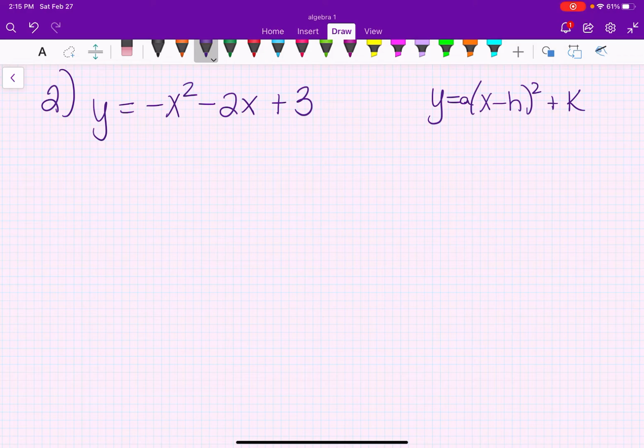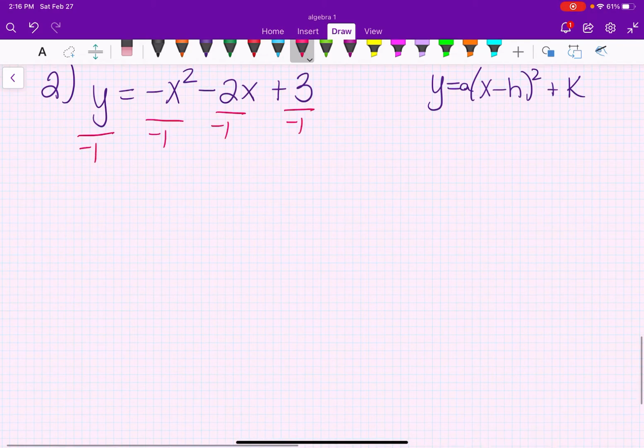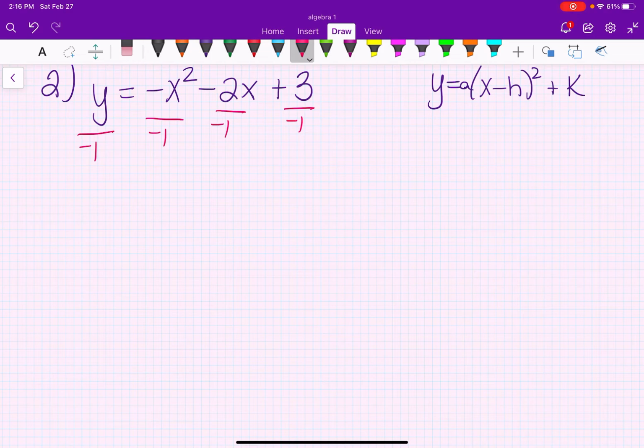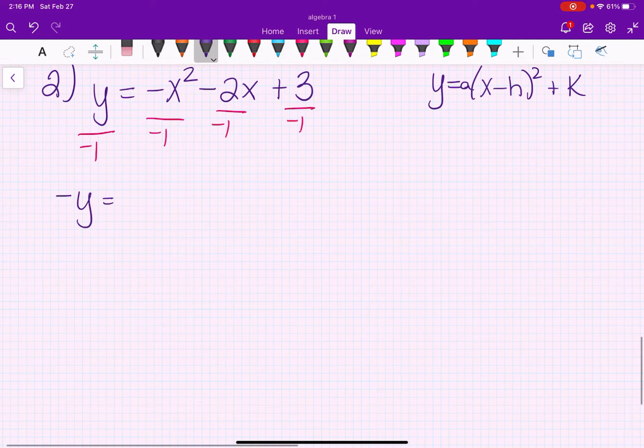So the way we do that is to complete the square. If you didn't learn how to complete the square, well, here you go. You get another lesson. So the first thing I need to do is I need a positive 1 as my lead coefficient on the squared variable. Well, the squared variable has a negative in front of it. So in order to take care of that immediately, I'm just going to divide everything by negative 1. You can't complete the square unless you have a positive 1 as your lead coefficient. So now what do I have? Well, now I have negative y equals x squared plus 2x minus 3. Okay, now I can start working.